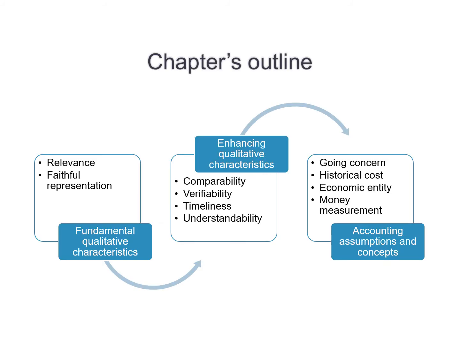Untuk part 2, this will be our chapters outline. First one, we are going to look for fundamental qualitative characteristic of financial information, which is relevant and faithful representation. Next one, kita akan tengok enhancing qualitative characteristic, which this characteristic will support the fundamental qualitative characteristics. So, it comprises of 4, which is comparability, verifiability, timeliness, and also understandability. And the last one adalah the accounting assumption and concepts.